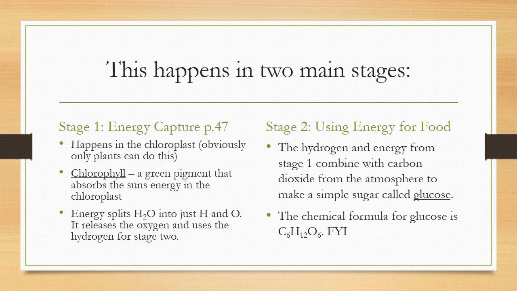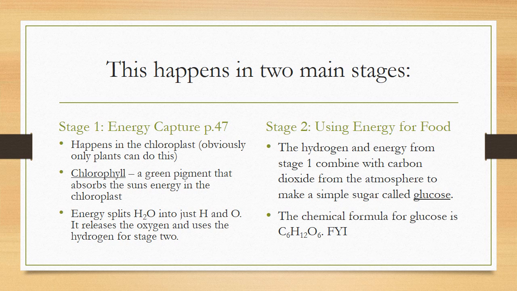In order to harness that energy from the sun, you first have to get it. Some of it is absorbed by the chlorophyll, some of it just bounces off. You may feel it as heat coming off, or it may just reflect back into the atmosphere. But the chlorophyll soaks some of it up. What the sunlight does in stage 1 is split water, or H2O, into just H, hydrogen, and just O, oxygen. It releases the oxygen out of the leaves and uses the hydrogen then for stage 2.